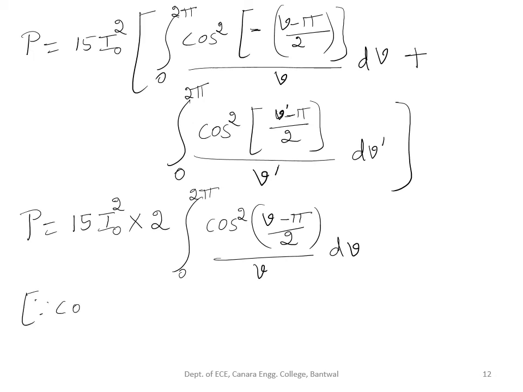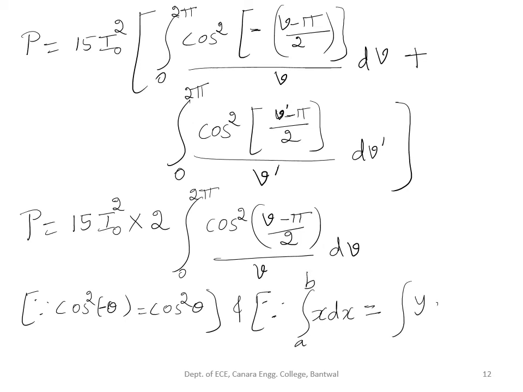Since we know that cos square of minus theta is equal to cos square of theta, we have applied one more concept, that is, integration of x dx when the limit a to b is equal to integration of y dy with the same limit a to b.